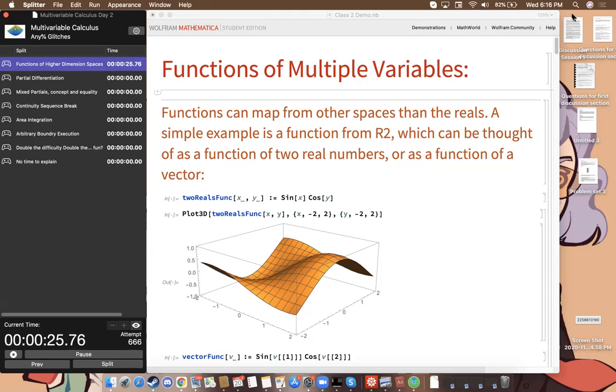So the idea is basically we want to look at functions, and remember last time I said functions were just mappings. So they were just a mathematical object which took inputs from some set and produced outputs in another set. Now, last time we talked about the case where the input set was still just real numbers, but the output set was vectors. And today we're going to be looking at the other case, which is if the inputs are vectors.